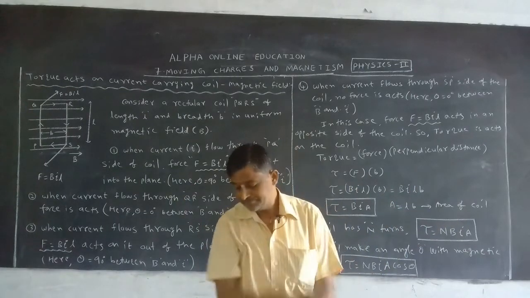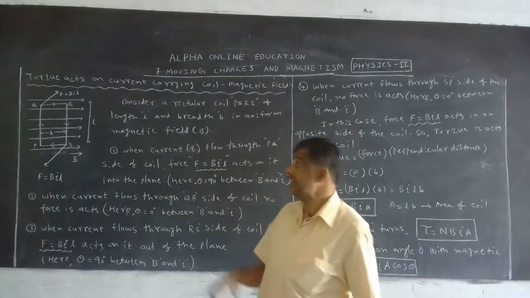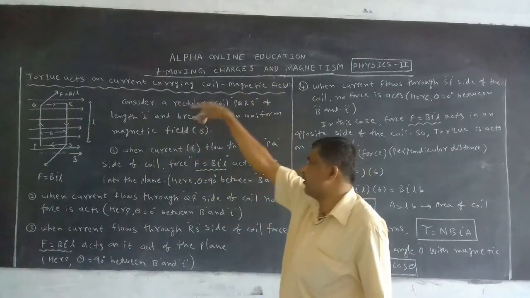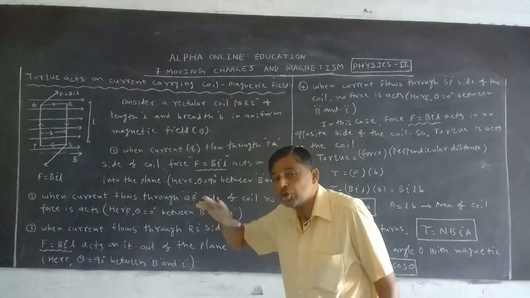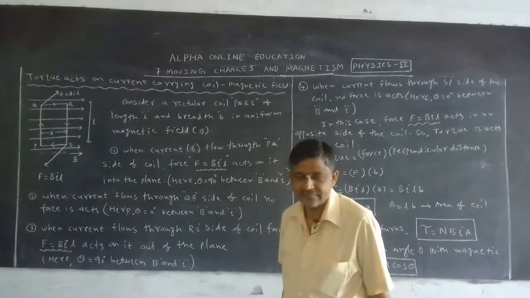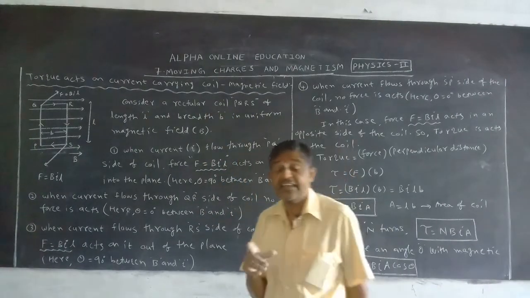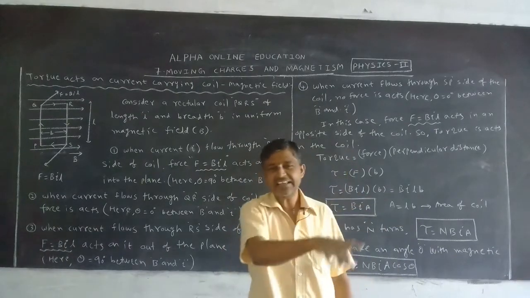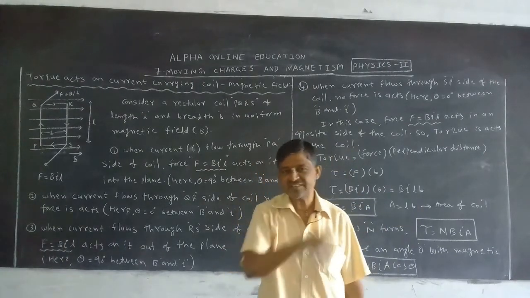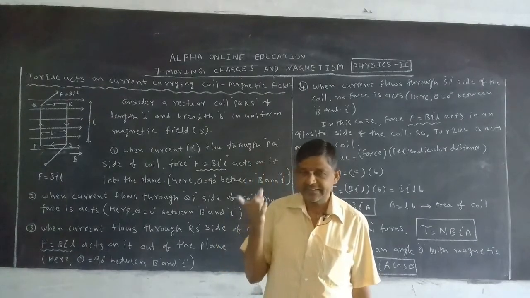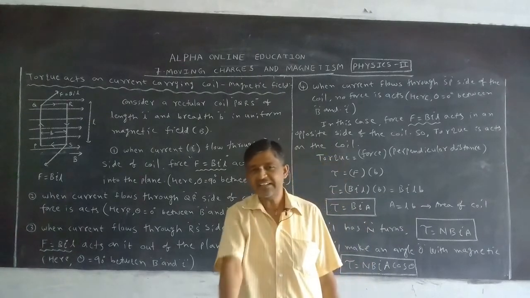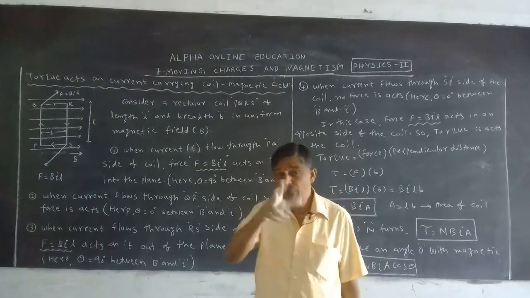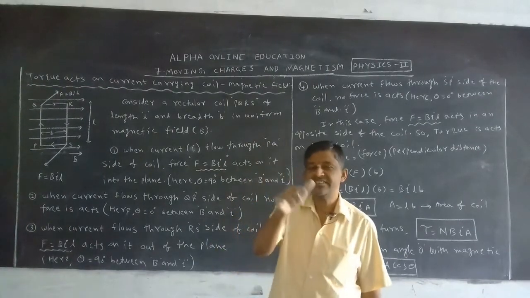Okay, now a current carrying coil taken in a uniform magnetic field, torque acts on it. When a current carrying conductor is taken in the magnetic field, force is experienced. But when a current carrying coil is taken in the uniform magnetic field, torque is experienced. It means two forces act in opposite directions.